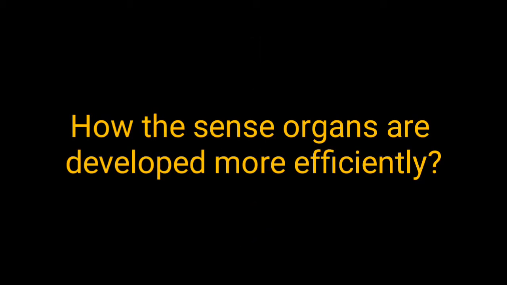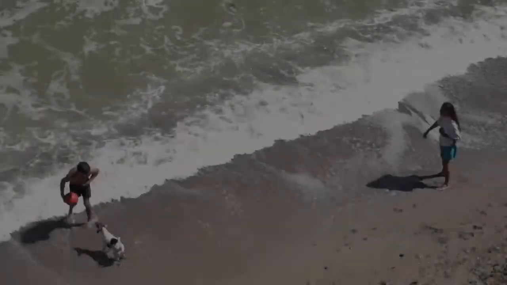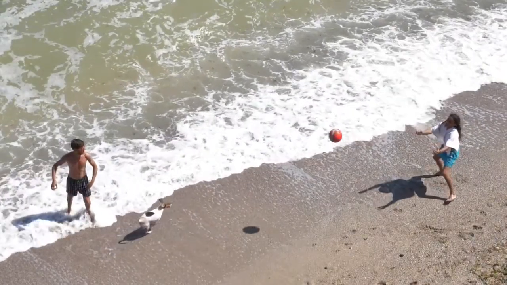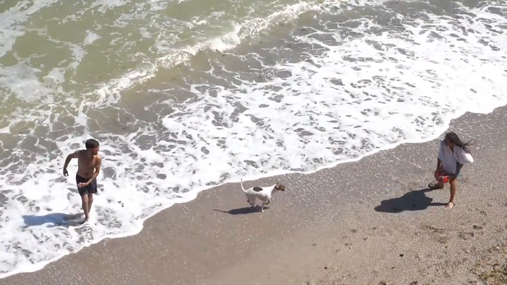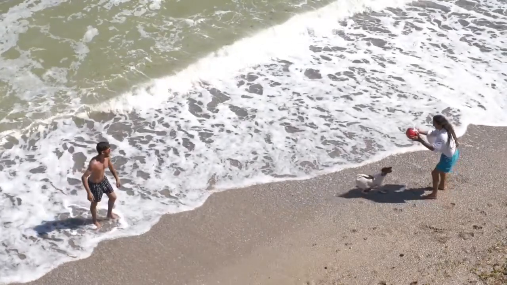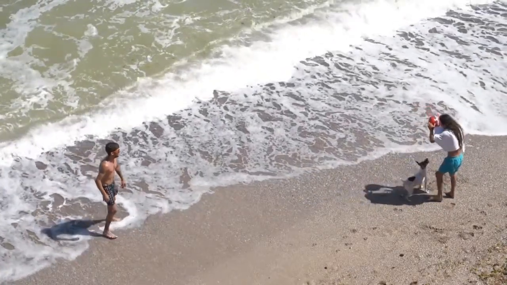Next, let's consider more examples to understand this better. How are the sense organs developed in living things in search of food? Which sense organs are developed more and more in finding their food? Which sense organs are developed better in search of their food? Let's consider some examples to understand this better. Here we need to understand some answers to these questions.